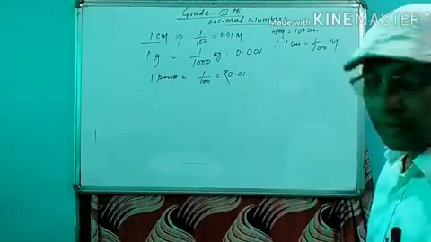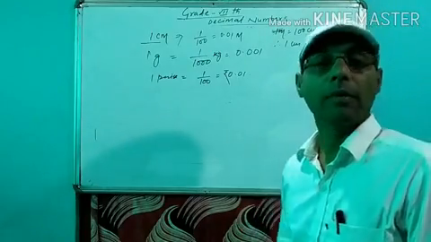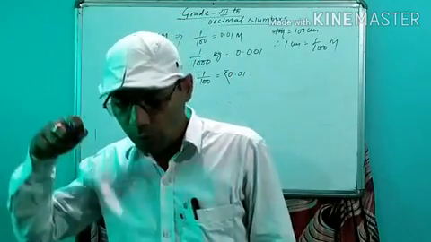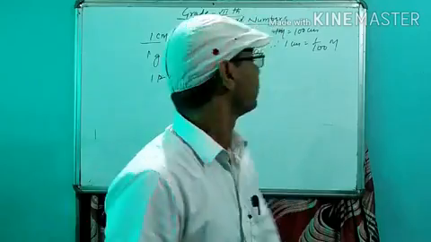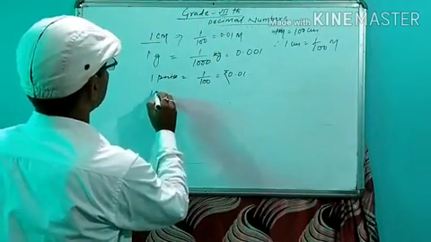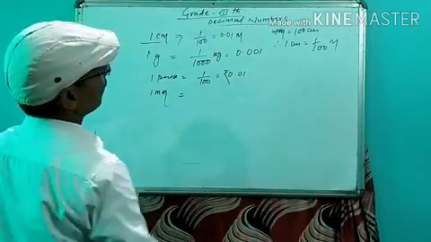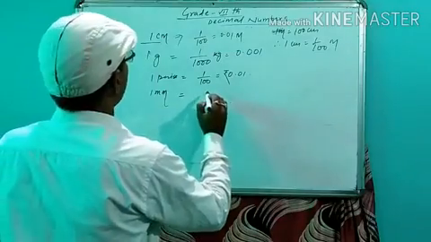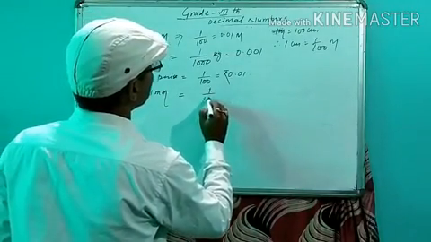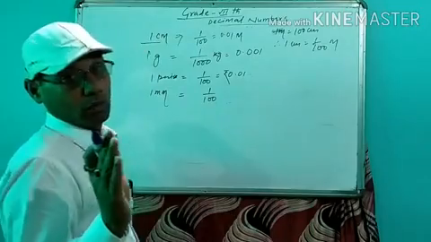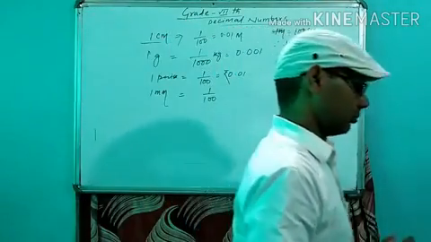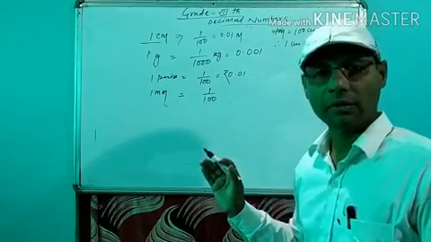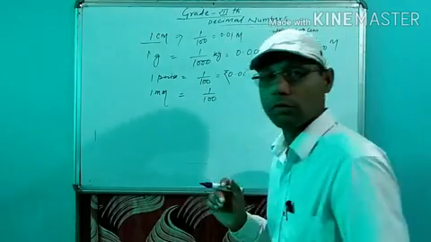In length, you can also convert mm into cm, mm into meter. 1 mm is equal to 1 by 100, you know, how to divide it. This is the process of division also.